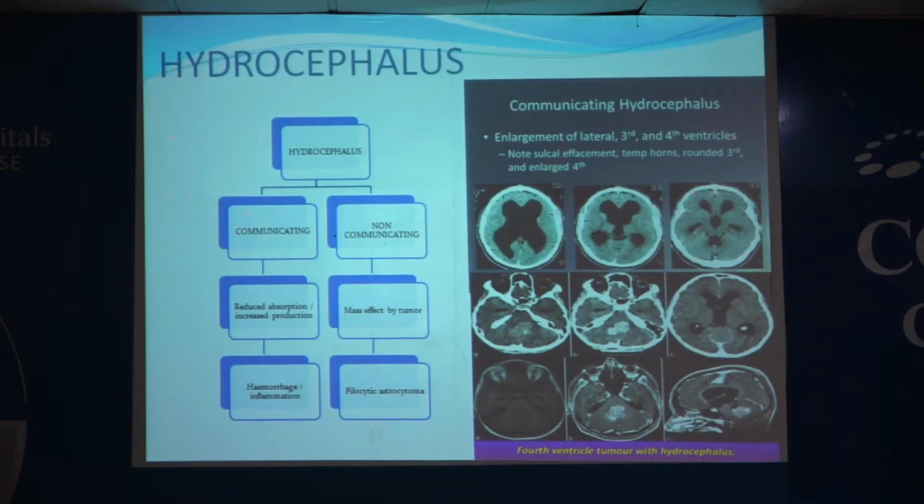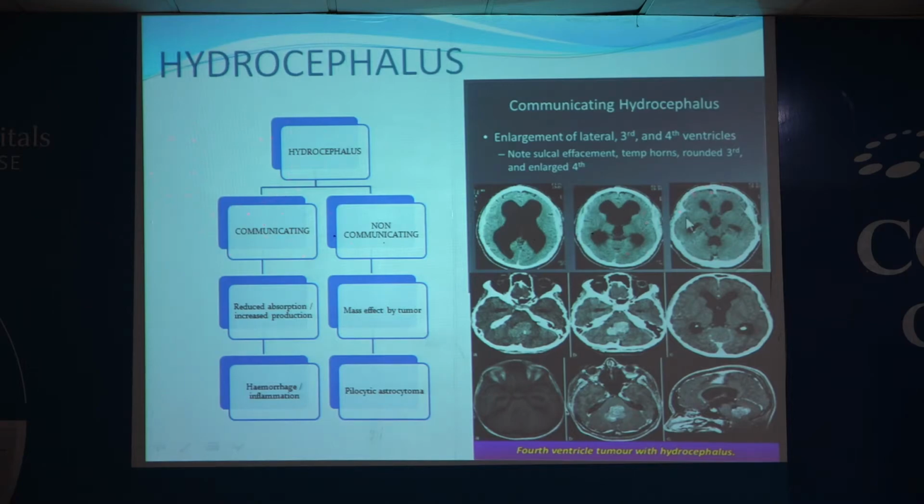Next is the hydrocephalus. Hydrocephalus is abnormal dilatation of the ventricles, can be divided into communicating and non-communicating hydrocephalus. A communicating hydrocephalus is where all the 4 ventricles are dilated. It might be due to reduced absorption as in cases of intraventricular hemorrhage and increased production as in cases of infection and inflammatory conditions. And non-communicating hydrocephalus might be caused by a mass effect by a tumor compressing over the 3rd or 4th ventricle, thereby causing proximal dilatation of the lateral ventricles.